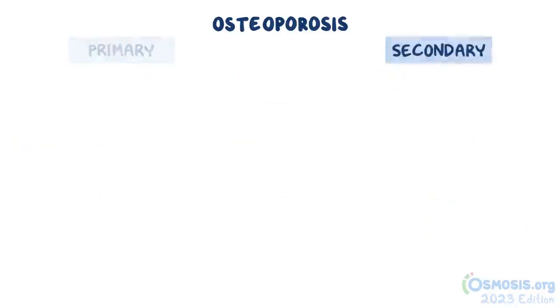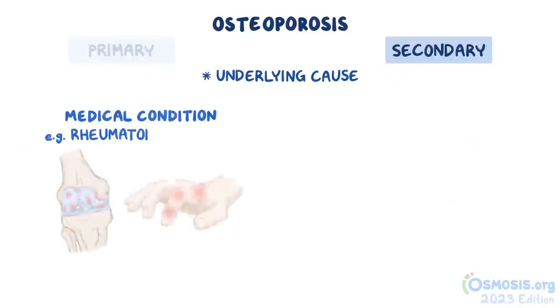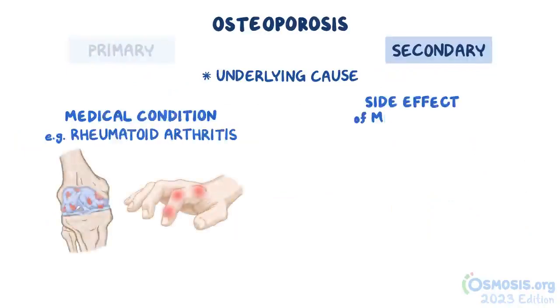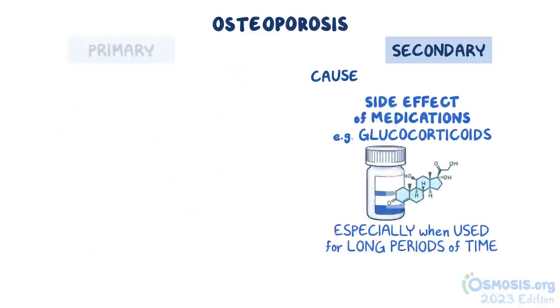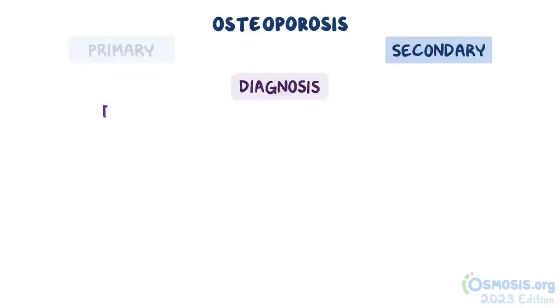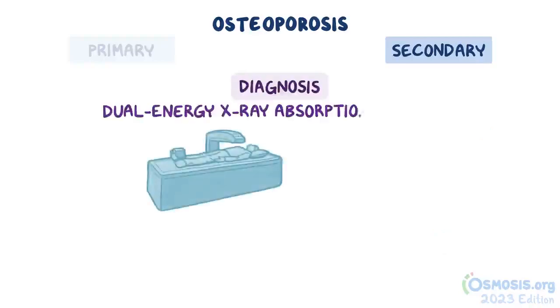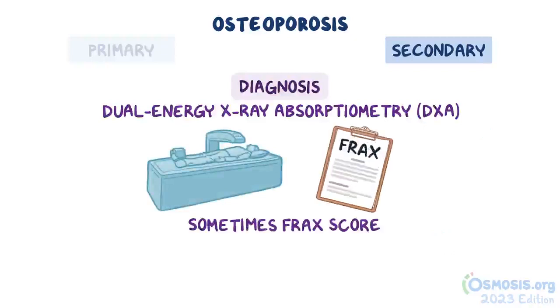Secondary osteoporosis, on the other hand, occurs because of an underlying cause, typically a medical condition like rheumatoid arthritis or a side effect of medications like glucocorticoids, especially when used for long periods of time. Osteoporosis is typically diagnosed using a dual-energy X-ray absorptiometry, or DEXA scan, and sometimes a FRAX score.